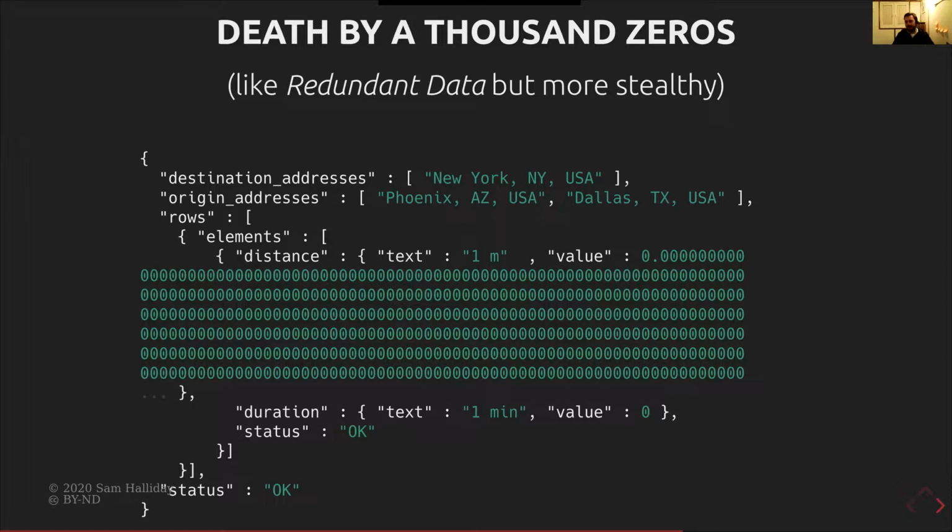And it's a bit like redundant data, but it's even more stealthy, because it's really hard to see what's going on. Even if you look at the AST, you can't really see what's going on with this one. So it's very difficult to detect what's happening if you're attacked by this.